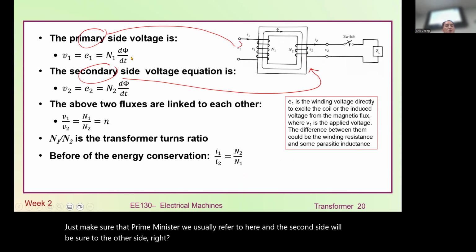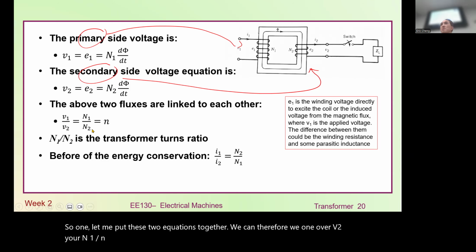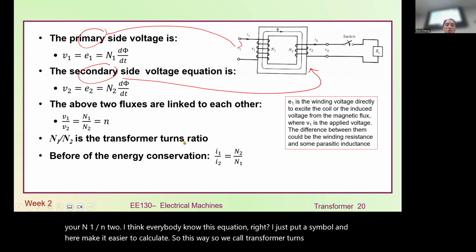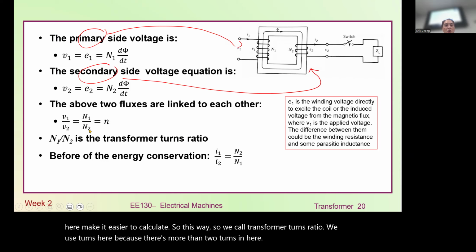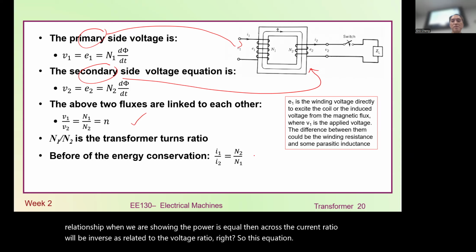When we put these two equations together, we get V1 over V2 equals N1 over N2. I think everybody knows this equation, right? I just put a symbol N here to make it easier to calculate. This ratio we call the transformer turns ratio. We use turns here because there's more than two turns. And the current ratio is inversely proportional to this, mainly because of the power relationship. When we assume the power is equal, then of course the current ratio will be inverse to the voltage ratio, right? This is a really basic equation, everybody knows about it.